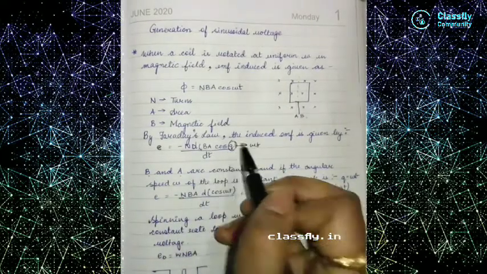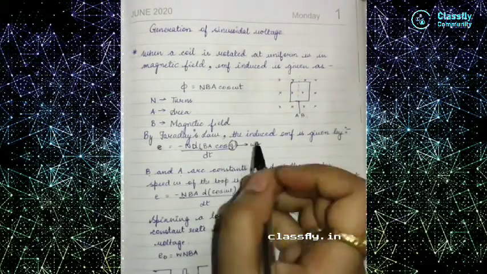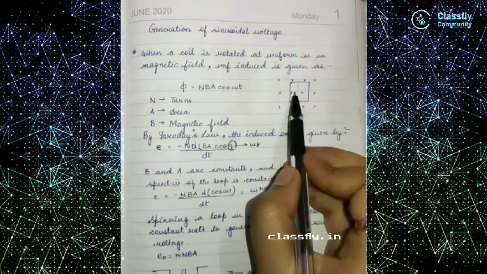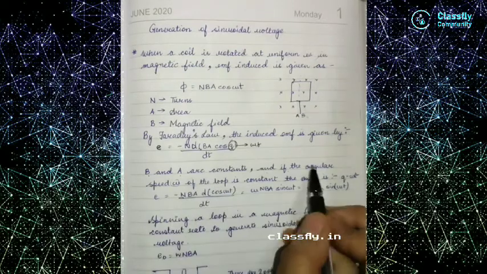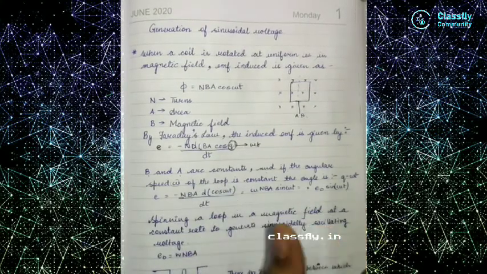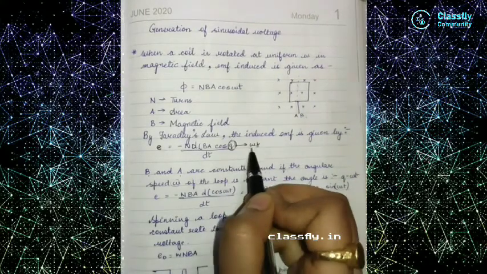Now we have to differentiate cos theta. The coil is rotating with angular speed omega, and when the angular speed of the loop is constant, the angle theta is equal to omega t. So this theta is omega t.